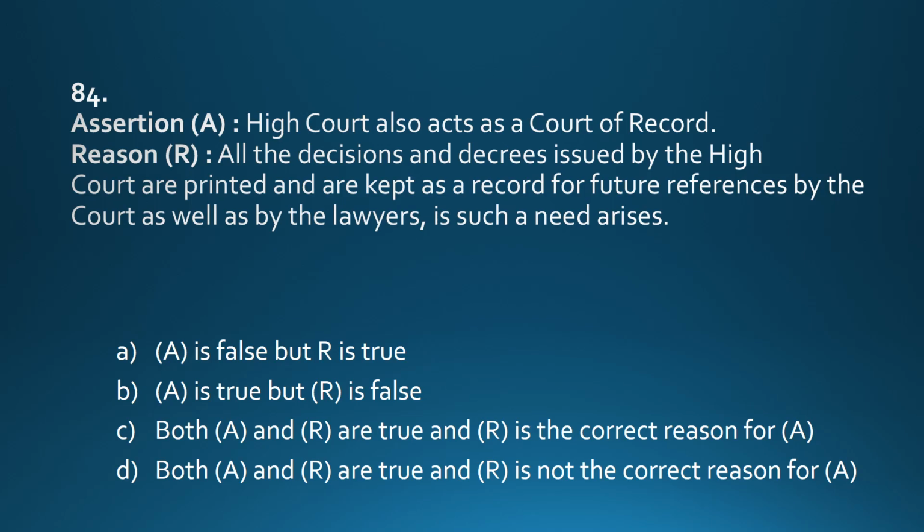Option A, A is false but R is true. Option B, A is true but R is false. Option C, both A and R are true and R is the correct reason for A. Option D, both A and R are true and R is not the correct reason for A. Correct answer is option C. Both A and R are true and R is the correct reason for A.